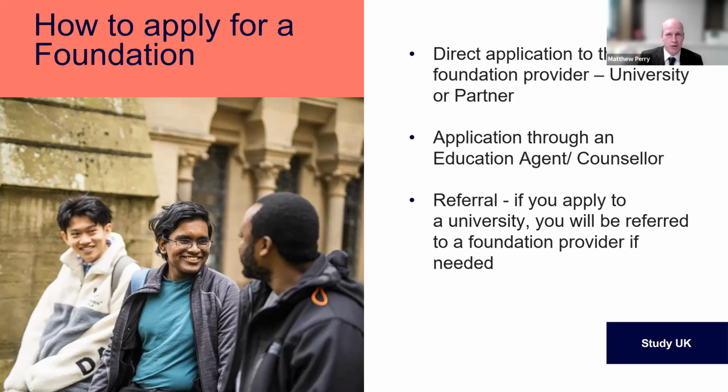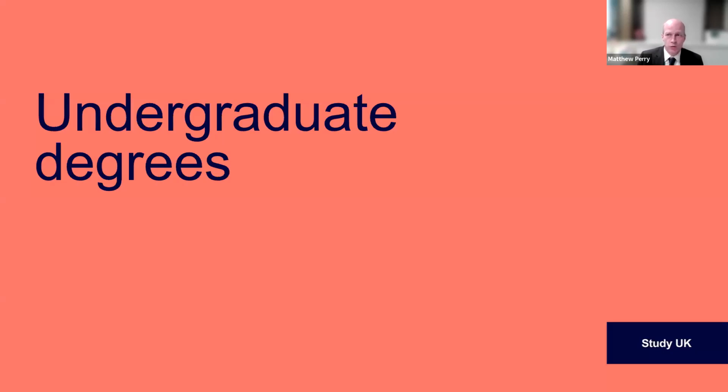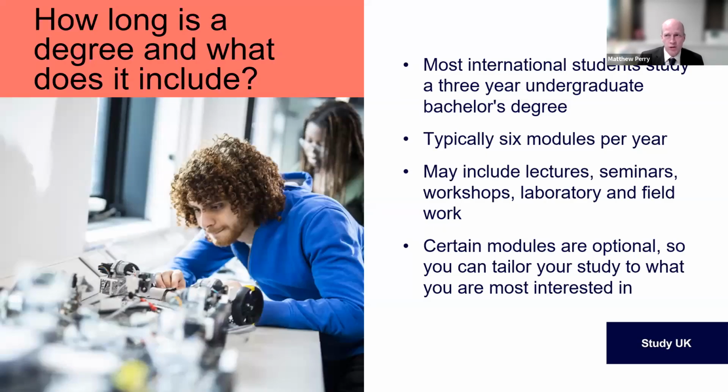So that's foundation. Let's now have a think about undergraduate degrees. As I say, you may need a foundation in order to access the undergraduate degree, or you may be able to apply directly. So what can you expect out of a degree in the UK? Well, as I said before, most international students will study a three-year undergraduate bachelor's degree, or it's 4 years in Scotland. Typically, but not always, you will do around six different modules per year. Each module is normally worth around 20 credits, and you'll do about 120 credits each year of your degree.